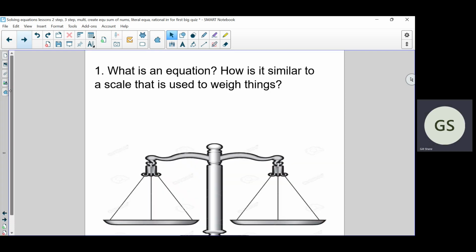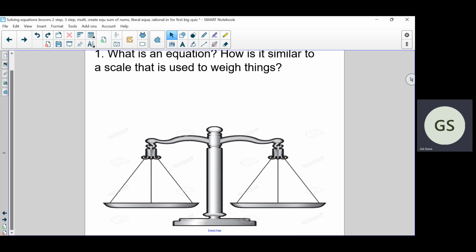So if we look at a picture of a scale, again, right now there's nothing on the scale at all. Nothing on it, so it's in balance. The left side is the same height as the right side. That's the equivalent for an equation of the left side being equal to the right side.